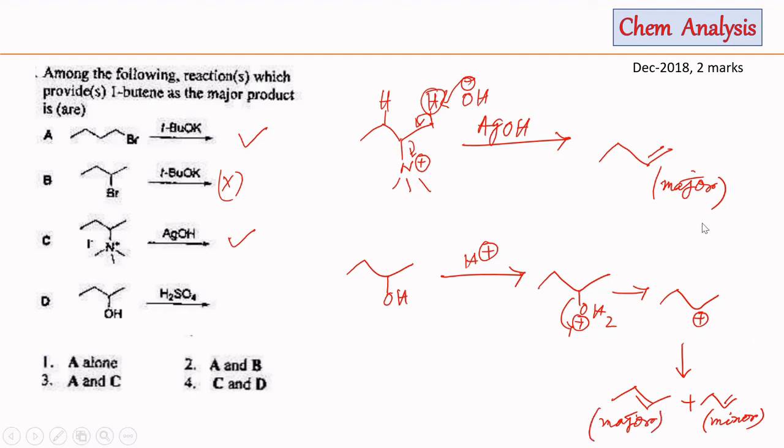Here there is a possibility of abstraction of this primary CH bond and secondary CH bond, and abstraction of the secondary CH bond will lead to the formation of the more stable 2-butene as a major product. So this condition will not lead to the formation of 1-butene as a major product. So we can see that options A and C are correct, and among the given options, option 3 will be the correct answer for this question.